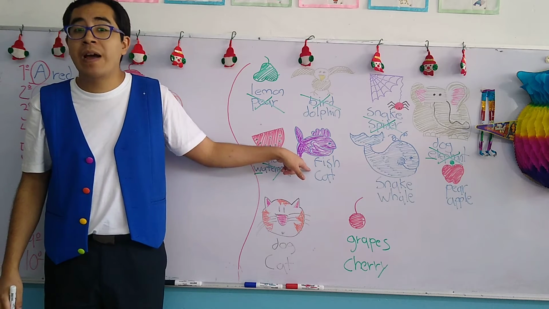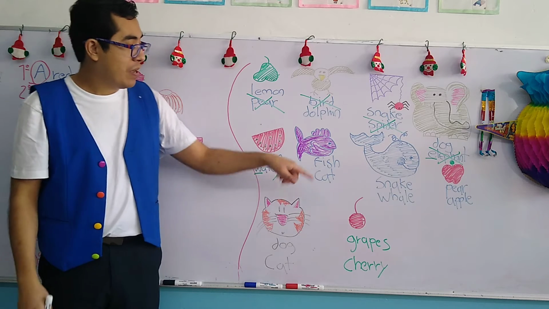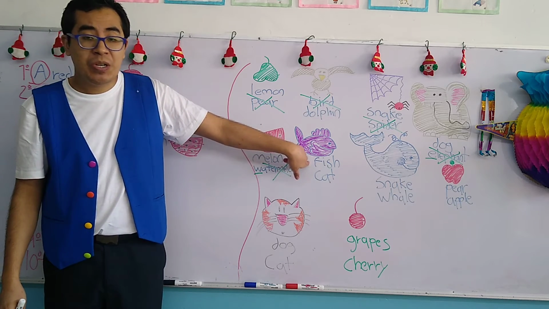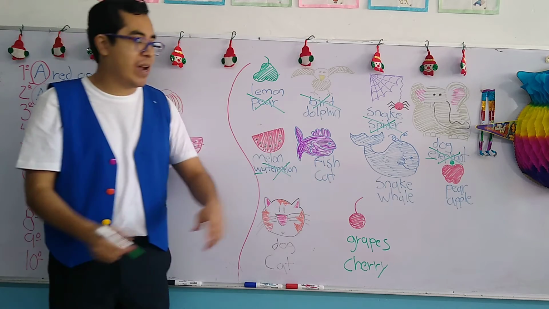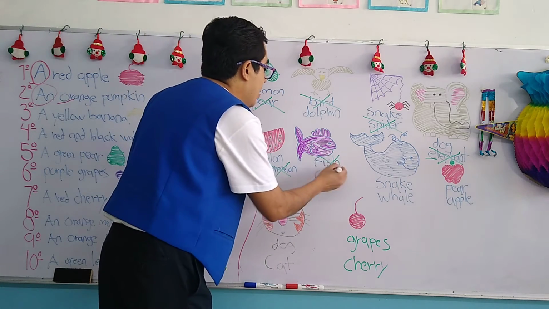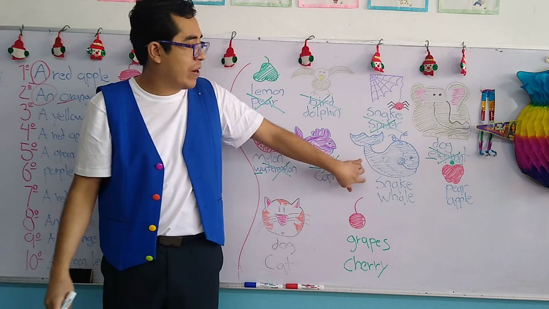Now here we have an animal. What is it? It's a fish. Number one, fish. Number two, cat. Number one, fish begins with the letter F. So let's continue with the next one.